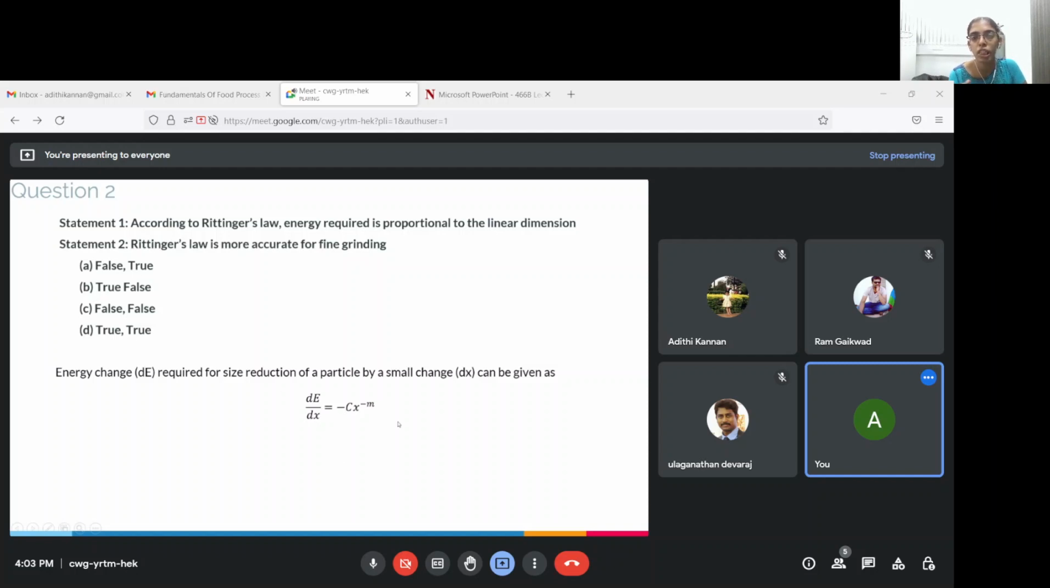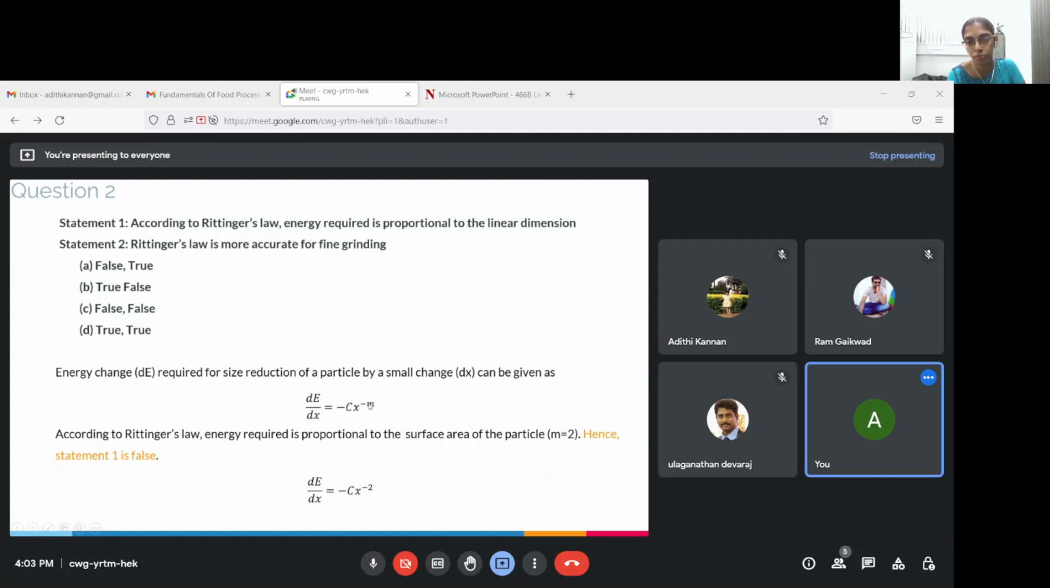Using this, there are multiple laws that were proposed, and there are three different laws that we'll be discussing in this chapter. First is Rittinger's law. Rittinger's law assumes that the energy required is proportional to the surface area of the particle. Since x is the linear dimension, x square will give you the surface of the particle. So m is equal to 2.